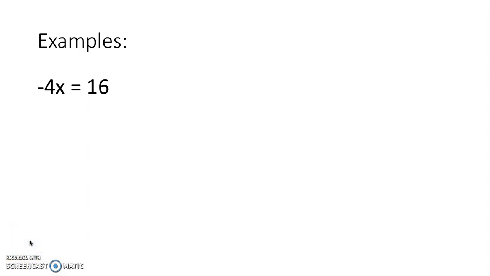So first things first, draw that line down the equal sign. And we have negative 4x is equal to 16. Well, to get rid of that negative 4, we need to do the inverse operation, which is division. So we're going to divide both sides by negative 4. Negative 4 divided by negative 4 is 1, so these cancel out, leaves us just with x. 16 divided by negative 4 is negative 4.